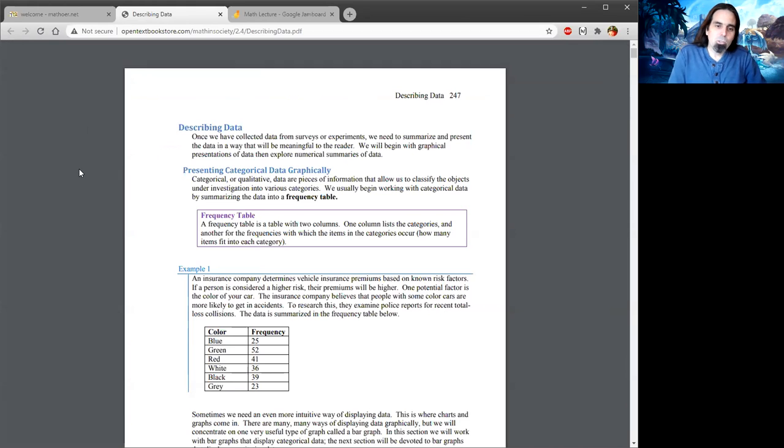So this is the describing data chapter, and it's going to talk about some of the same things we just did and some slightly different things. The first jargon it talks about is the frequency table. So it has 2 columns. One is the category, like what color things are in example 1, and the other is how many times that happens. How would I turn a frequency table into a histogram?